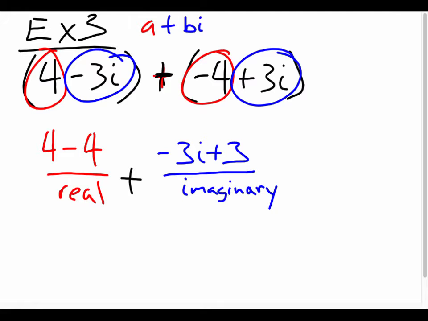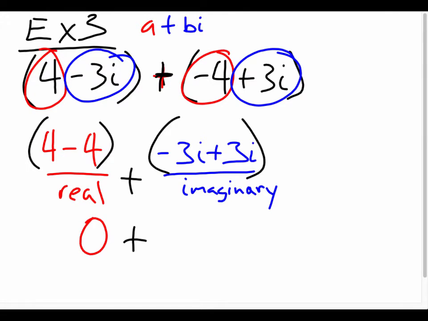So now when I add these together, I've got 4 minus 4 and negative 3i plus 3i. So 4 minus 4 is just 0 plus 0i. And so whenever you add two complex numbers together and you get 0, guess what we call those complex numbers? It's a fancy term. Zeros. Well, we would call it an additive inverse.